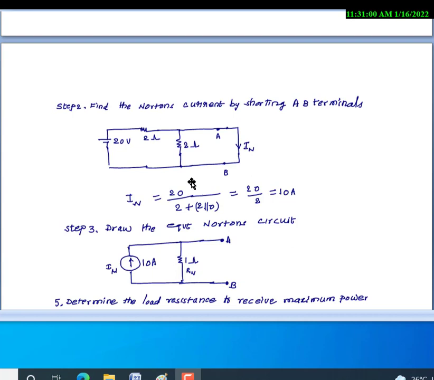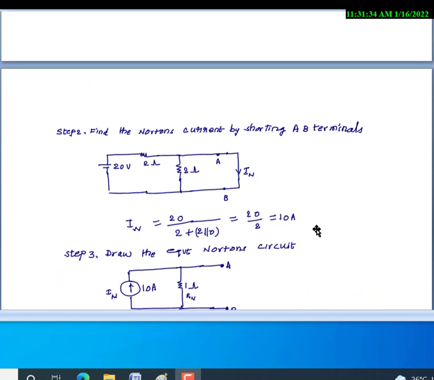So we can see here IN is equal to 20 volts divided by 2 plus 2 in parallel with 0, because this resistance is 0. So then we get 20 by 2 as the current that flows. That means the total current will flow, that is 20 by 2, equal to 10 amperes. So this current we call 10 amperes, or Norton's current.